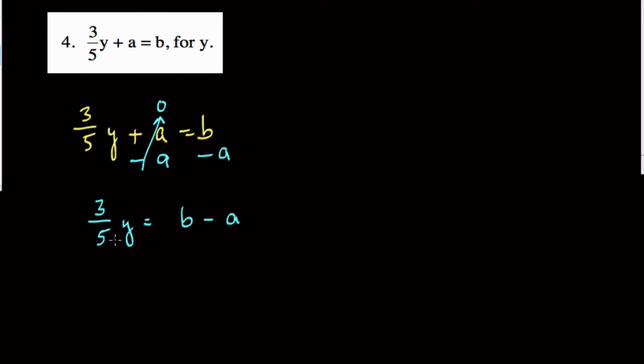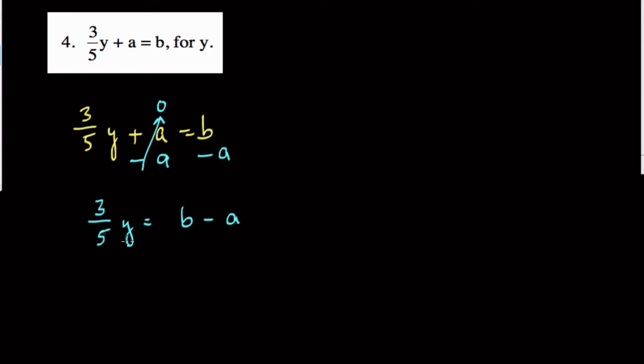Well, what do I do about multiplying by 3/5? You can divide by 3/5. And that would be 1, but then you would end up with b minus a divided by 3 divided by 5, and I think that's kind of messy, and we could simplify that, but there's an easier way to do this.